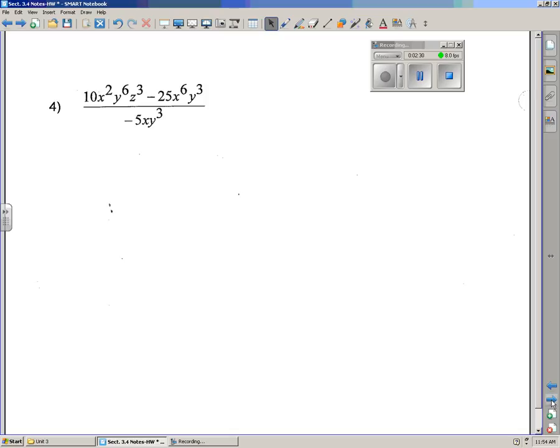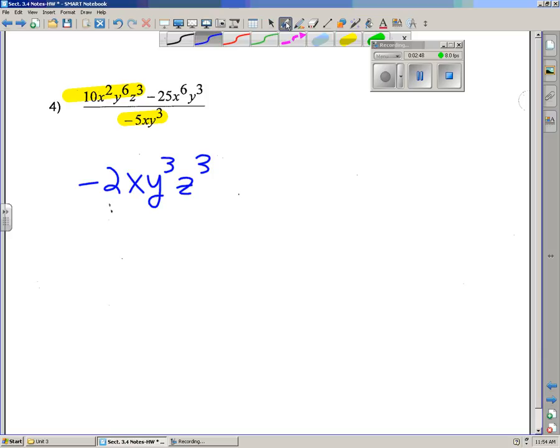Last example. Again, I'm going to do it as not rewriting it. I'm just going to do the division. So I'm going to divide this divided by this. And we're going to say that 10 divided by negative 5 is negative 2. More x's on top by 1. More y's on top by 3. More z's on top by 3.